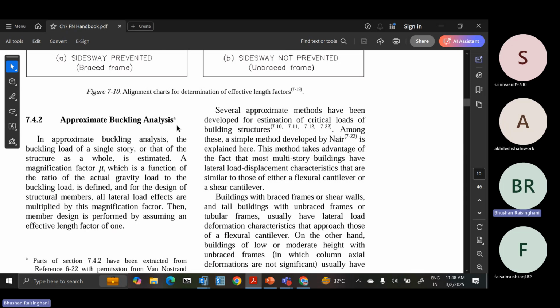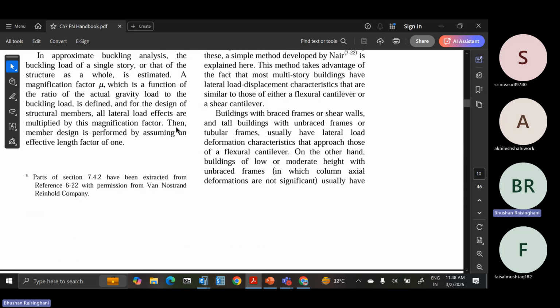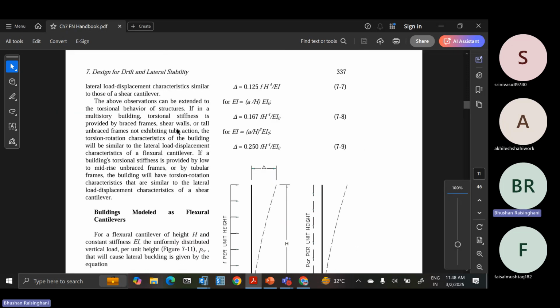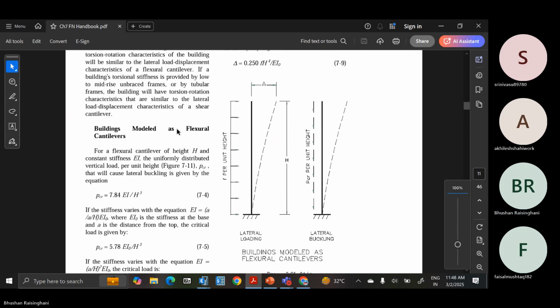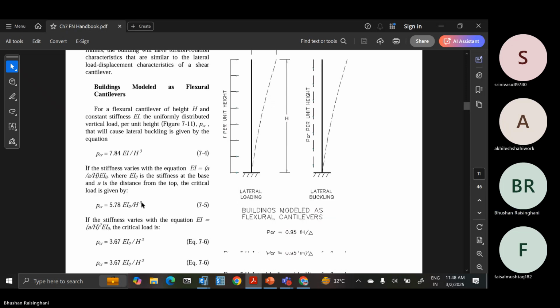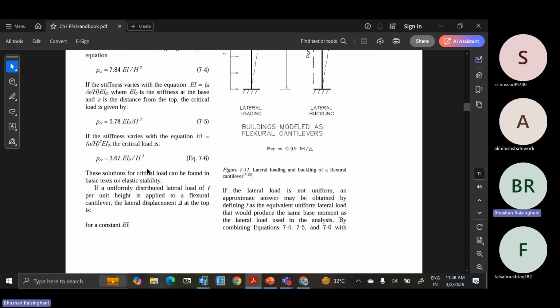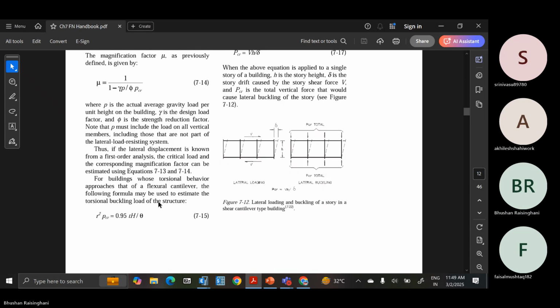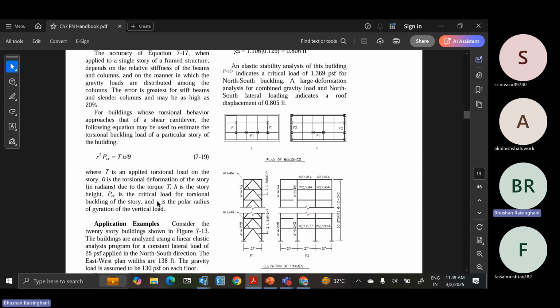Now, approximate buckling analysis is also not going to give us a good result. That's why we are not following it. However, for interest, you should read through this document. Buildings are modeled as flexural cantilevers, and from that the critical loading is estimated, and buckling estimations are done. However, this is never true. So we will not consider this method at all.